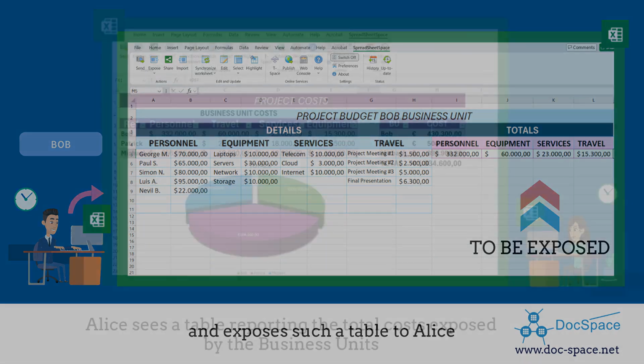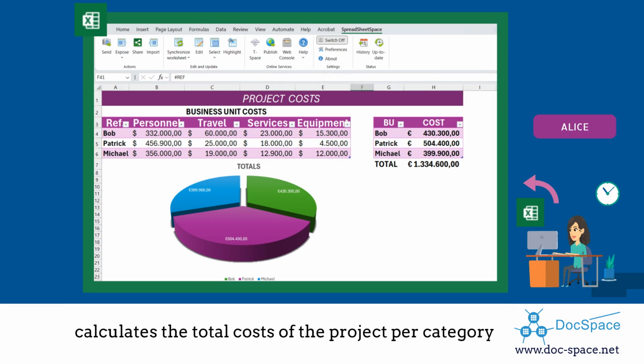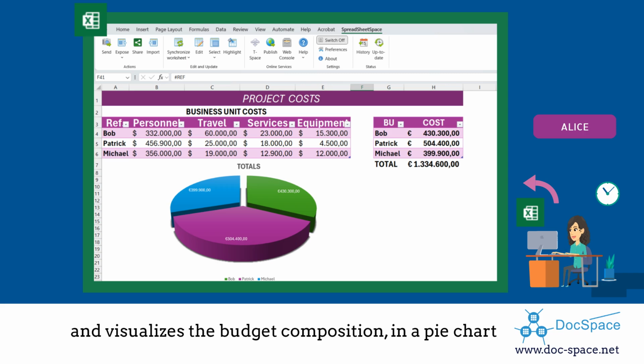Alice. Alice sees a table reporting the total costs exposed by the business units, calculates the total costs of the project per category, and visualizes the budget composition in a pie chart.